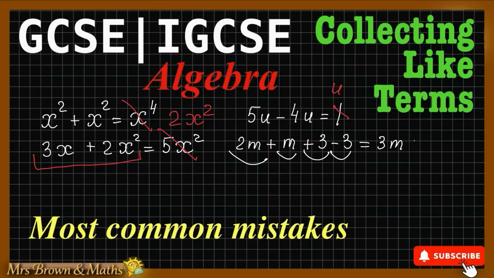So the rule never changes. Only combine terms that match exactly. If the letters or powers are different, leave them. That's it for collecting like terms.